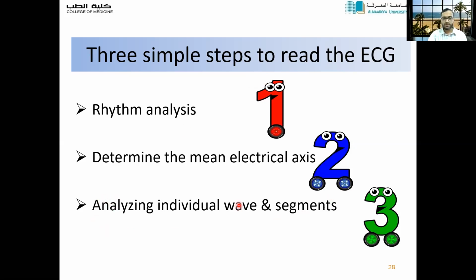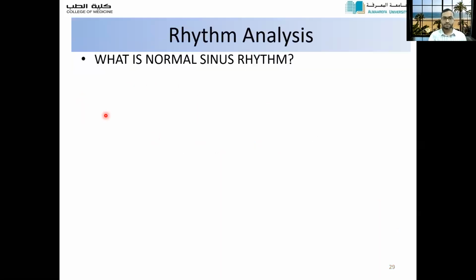Individual waves and segments, some of it we have analyzed just now while I was describing these waves, and more I will do here with the rhythm analysis. So we don't have to go separately for this 3rd step. While doing other steps, automatically we are analyzing the individual waves and segments together. So 1 step we have already omitted, and now 2 remain: rhythm analysis and determining the mean electrical axis. Out of that, first we will go for rhythm analysis.